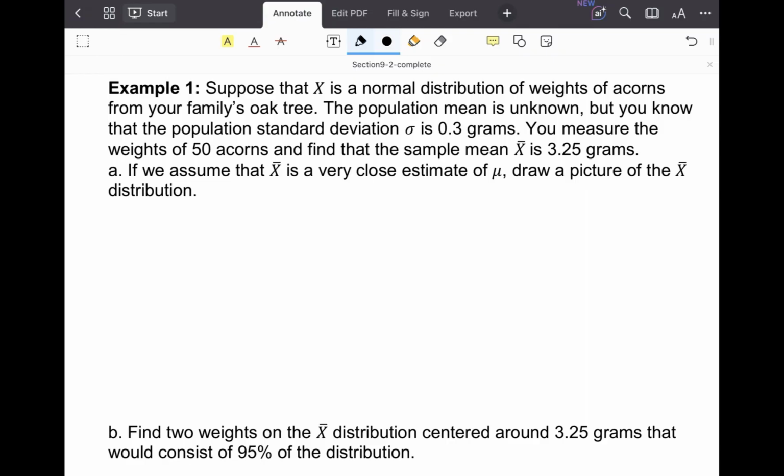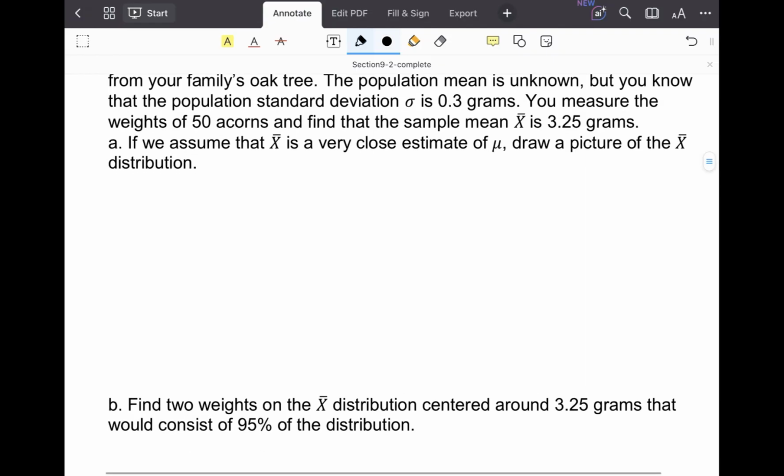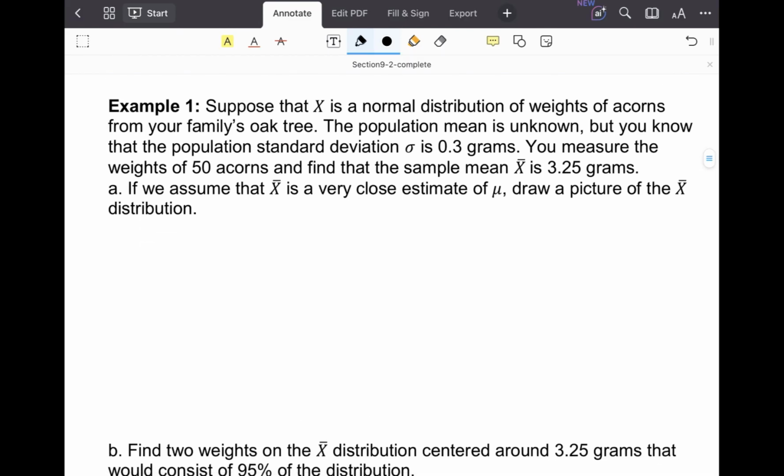And this first part says if we assume that x bar is a very close estimate of mu, draw a picture of the x bar distribution. Okay, well, x bar we know is going to follow a normal distribution, or it's going to get close to a normal distribution because of the sample size here. It's a high sample size. So it's going to look mound-shaped and symmetric, and it's going to be centered at 3.25.